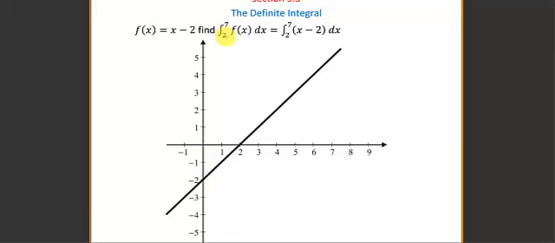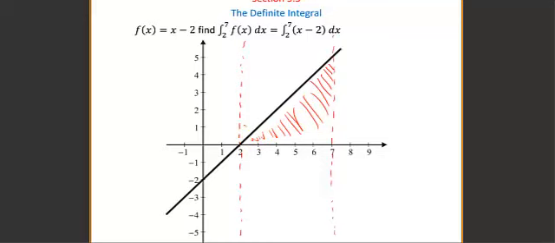We'd like to calculate the integral from 2 to 7 of f of x dx, or the integral from 2 to 7 of x minus 2 dx. So we're starting out here at 2, and ending at 7. And what does this definite integral do? Well, it calculates the area under the graph, but above the x-axis, over the interval from 2 to 7. Let's see, how much area is there? Well, it's the area of this right triangle.